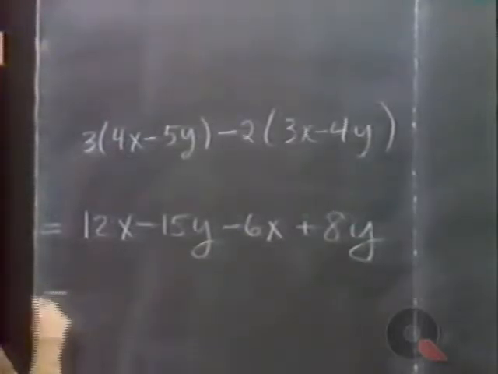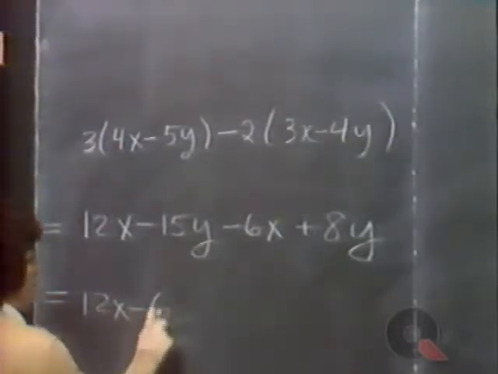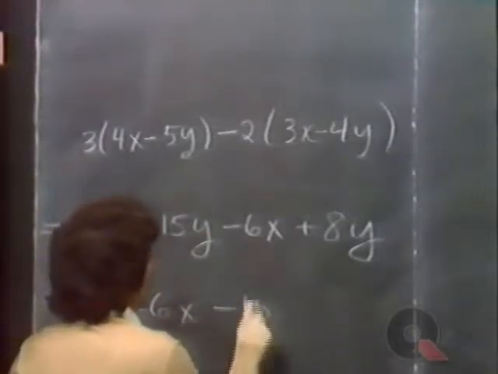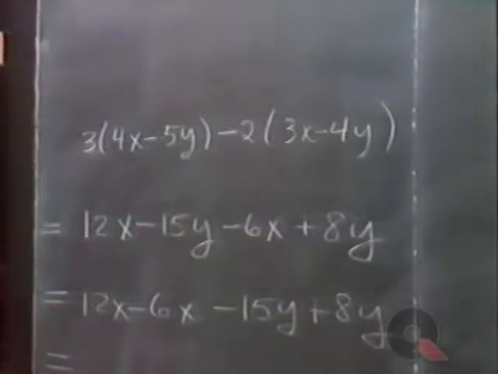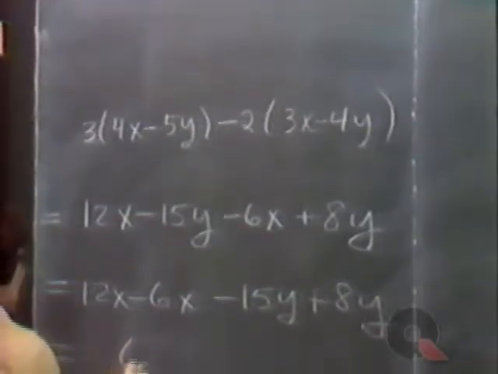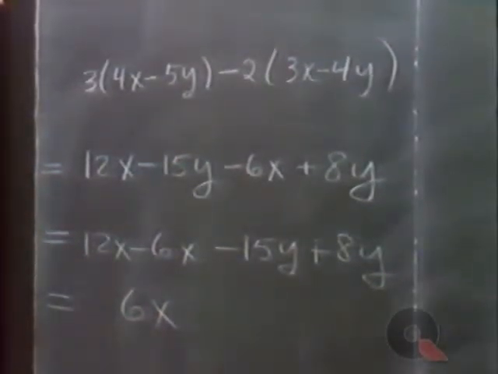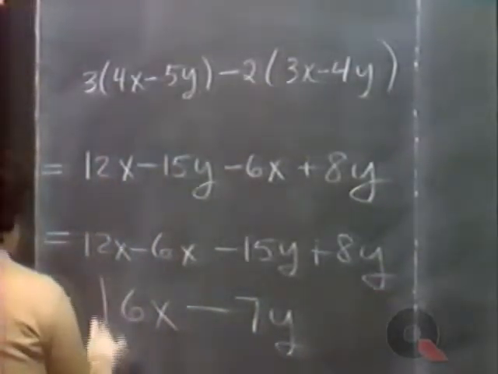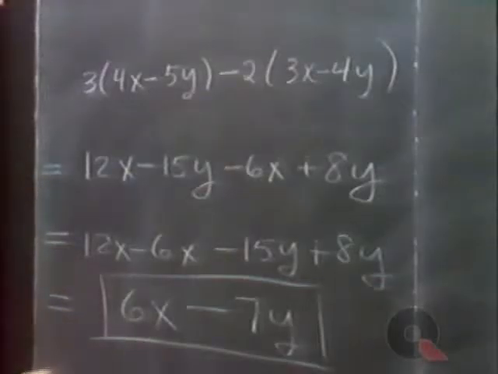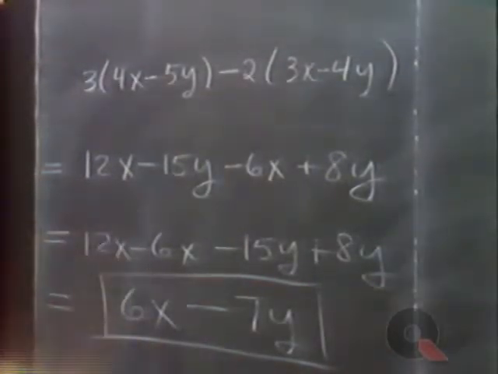OK, now let's look at the like terms. We have the 12x minus 6x, the minus 15y plus 8y. 12x minus 6x gives us 6x, minus 5y plus 8y minus 7y. And minus 7y plus 6x would also be an acceptable answer in this case if you had written the y's first.